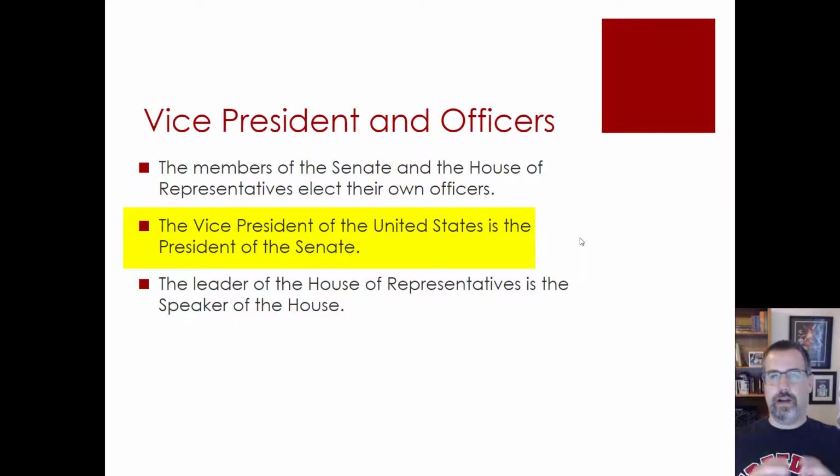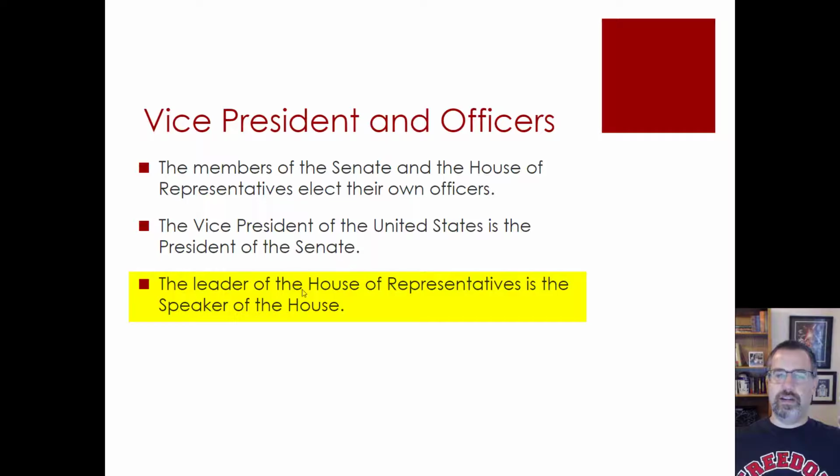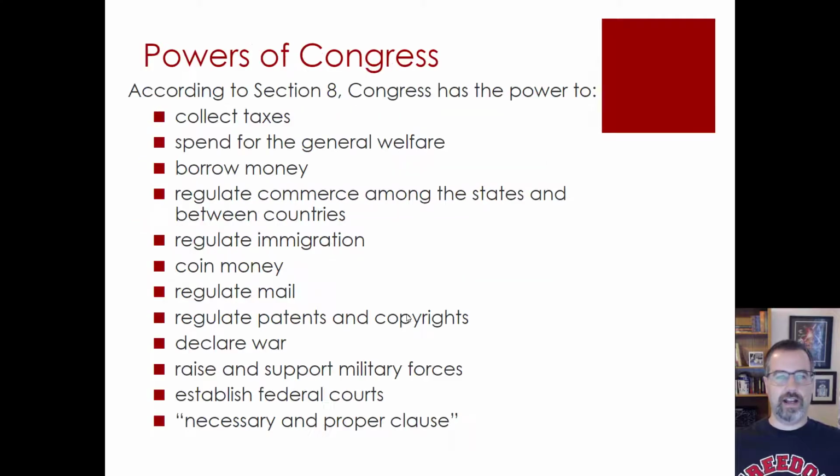And one of the special powers that the Vice President has is that if there is a tie vote in the Senate, which, since there's always an even number of senators because there's 2 per state, means the Vice President would get to cast the tie-breaking vote. And then the leader of the House of Representatives is known as the Speaker of the House. We'll talk more about that in class.